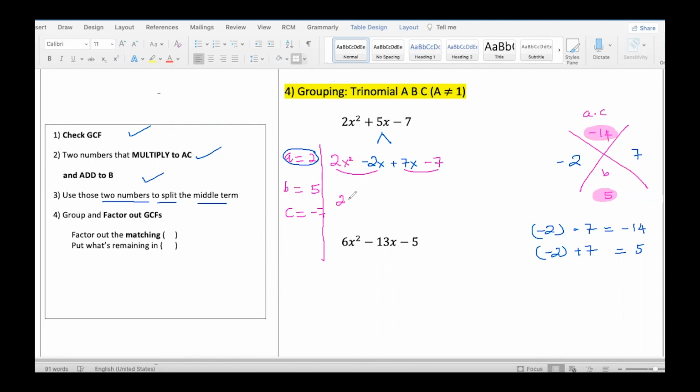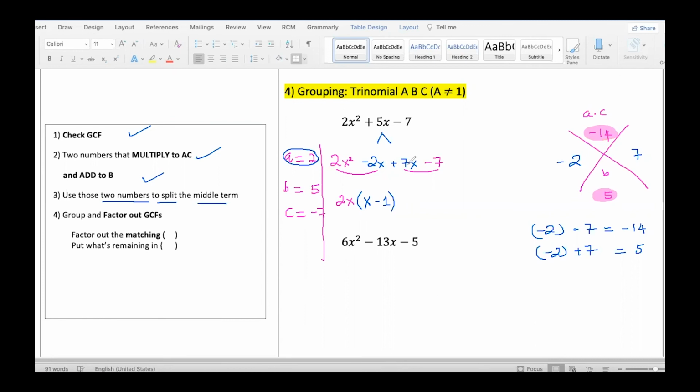They both have x, and then I'm going to do a little parenthesis. If we take the 2 out, 2 divided by 2 gives me 1. X squared divided by x gives you just an x left. Negative 2 divided by 2 gives us negative 1. X divided by x is gone, so negative 1.